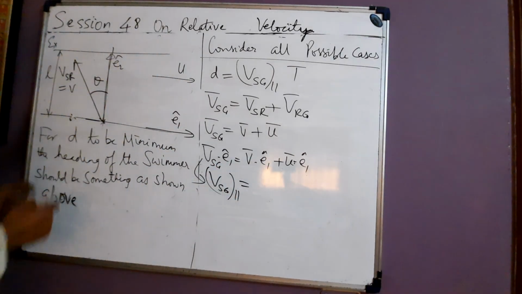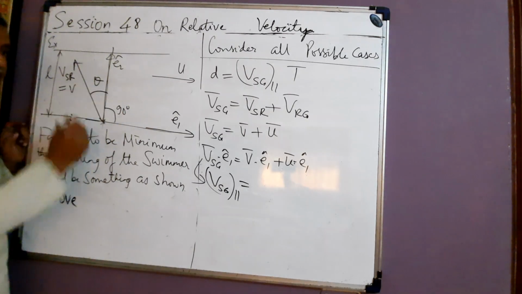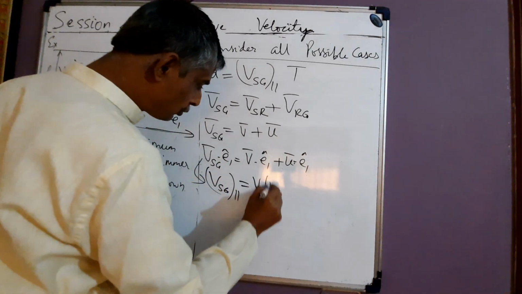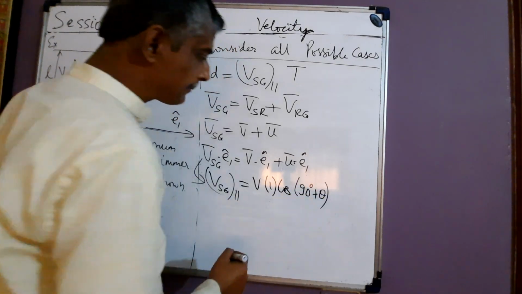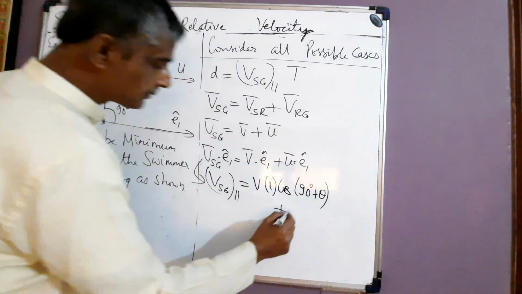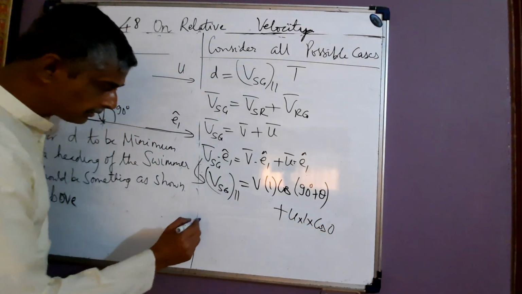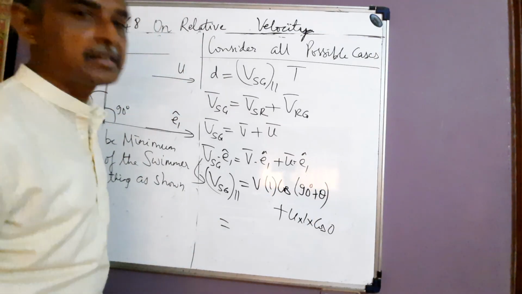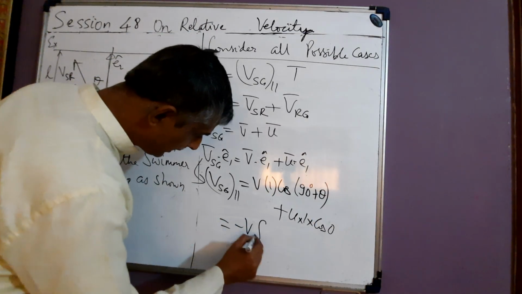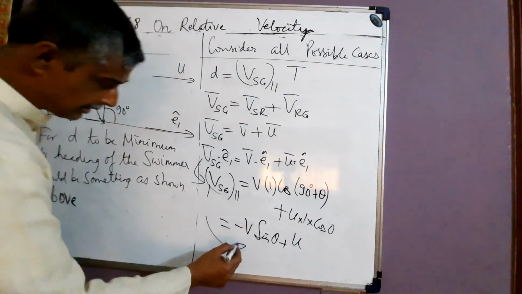V dot E1 is what? V is this way, E1 is in this way. This is 90 degrees, this is theta. So V dot E1 becomes V into 1 into cos of (90 degrees plus theta), plus U dot E1, that becomes U into 1 into cos 0 degree. Cos 0 degree also becomes 1. So VSG parallel is equal to, now cos(90 plus theta) is known to be minus sin theta from trigonometry, so minus V sin theta plus U. So this is VSG parallel.